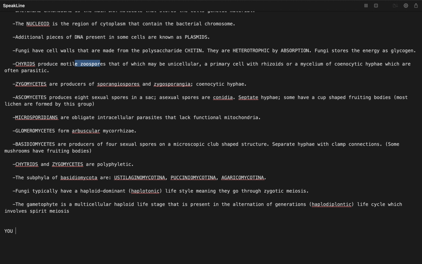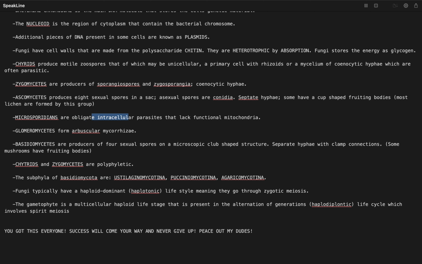Chytrids produce motile zoospores, and may be unicellular, a primary cell with rhizoids, or a mycelium of coenocytic hyphae, which are often parasitic. Zygomycetes are producers of sporangiospores and zygosporangia, with coenocytic hyphae. Ascomycetes produce asexual spores in a sac. Asexual spores are conidia. They have septate hyphae, some have cup-shaped fruiting bodies, and most lichens are formed by this group.